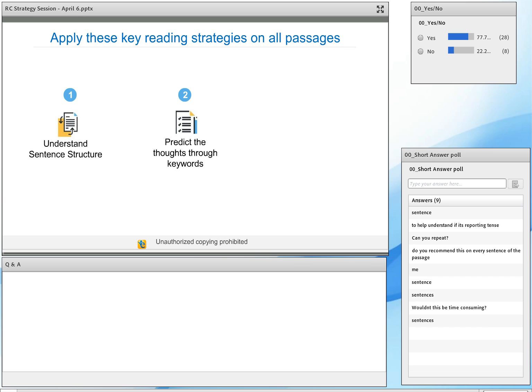The second thing is you predict thoughts through keywords. Now, what do I mean by that? Why do we need to predict thoughts? Okay, so let me take this question also.